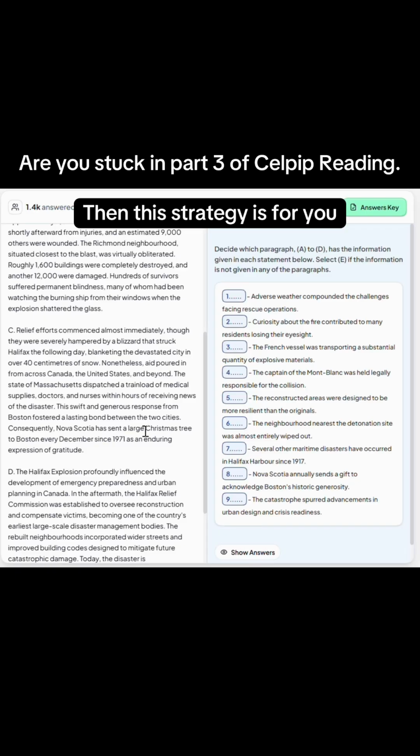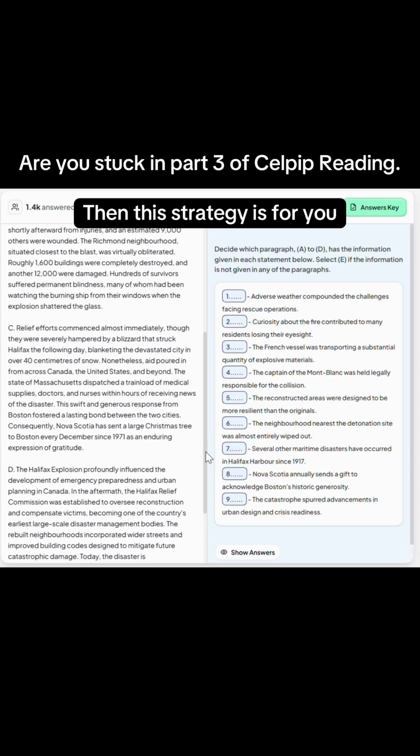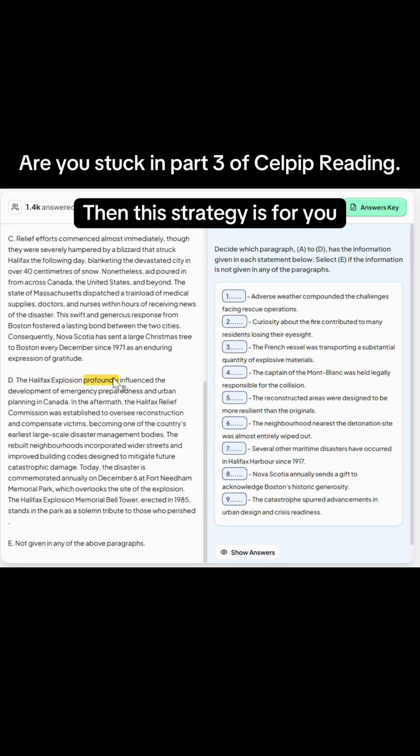I read the last sentence in paragraph C. I picked up my keyword, which is Nova Scotia Christmas tree, and I wrote that down. Then I moved to the last paragraph and did the same thing for the first sentence. Here, I picked up emergency preparedness and urban planning, and I write it down. Then I go to the last sentence of this particular paragraph and also read it.